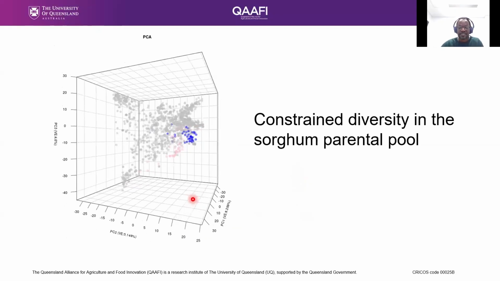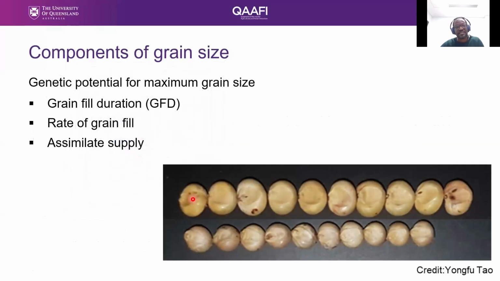So we sought to look at what are the components that contribute to grain size, and how can we explore these components further to try and improve yields in sorghum through manipulation of the grain sizes. And here you can just say that the genetic potential for maximum grain size can either be contributed by the grain filling duration, and grain filling duration is the period between flowering and physiological maturity in sorghum, or in most of the cereal and legume crops.